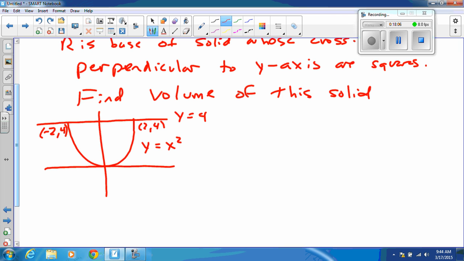Okay. So I have my sketch. And now I'm going to draw for myself a cut perpendicular to the y-axis, because the problem says so. And when I do, I get a representative element that is now horizontal. And it has a width of dy.